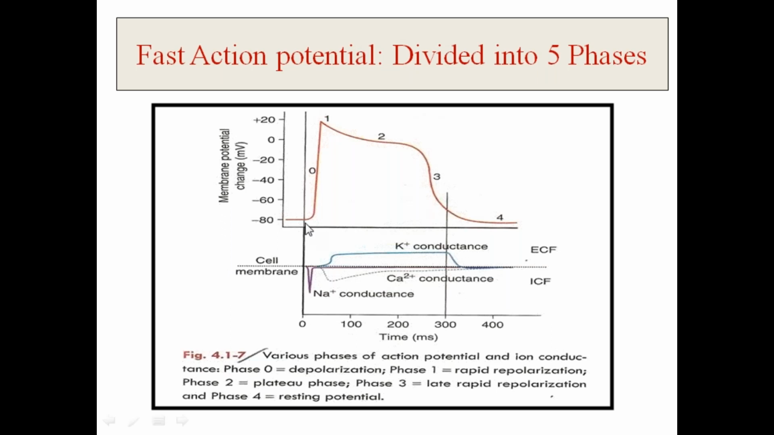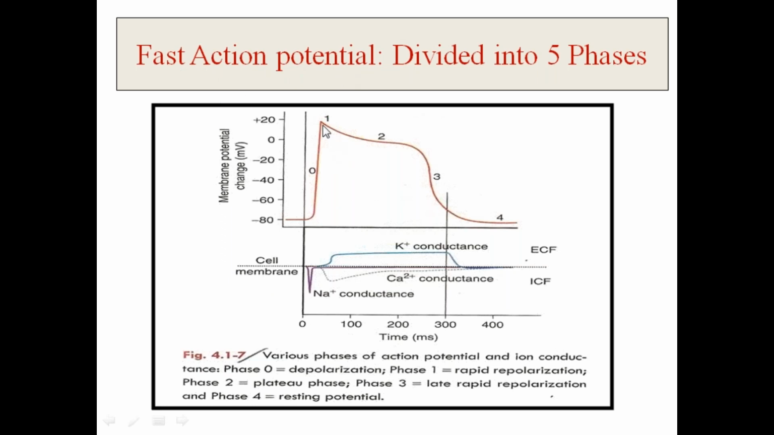Resting membrane potential is something like minus 85 to minus 90 millivolt. If a stimulus coming from the SA node reaches the atria or ventricle, they will depolarize and generate an action potential. This depolarization is because of rapid opening of the sodium channel, and because of this, the depolarization phase is very steep. Because of this rapid depolarization, we call this action potential a fast action potential.